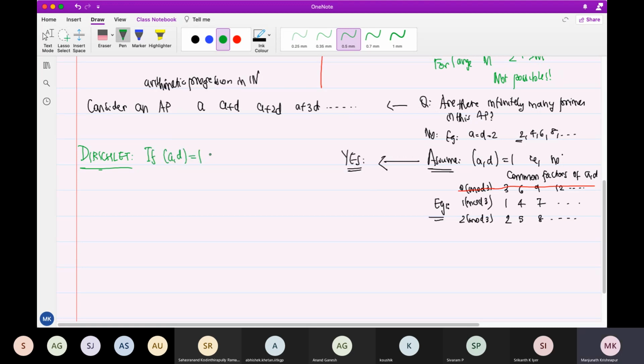If a and d are coprime, then the arithmetic progression contains infinitely many prime numbers.